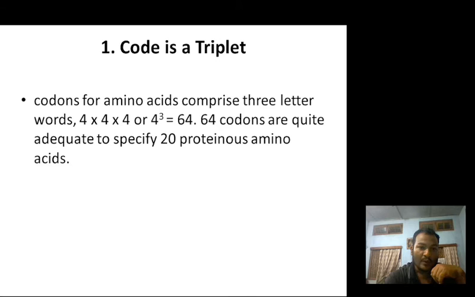So when we think about 20 amino acids, and talk about the combination, the 3-letter combination can produce a maximum of 64 codons. So a 3-letter combination is sufficient to code 20 amino acids. That's why genetic code is triplet. So 64 codons are quite adequate to specify 20 amino acids, which are the units of protein.